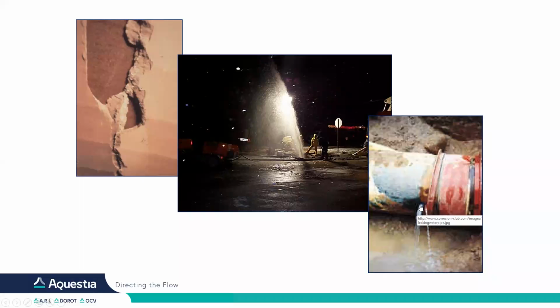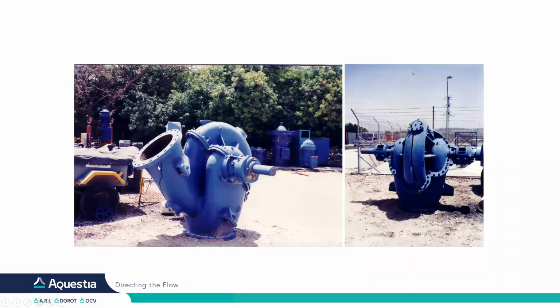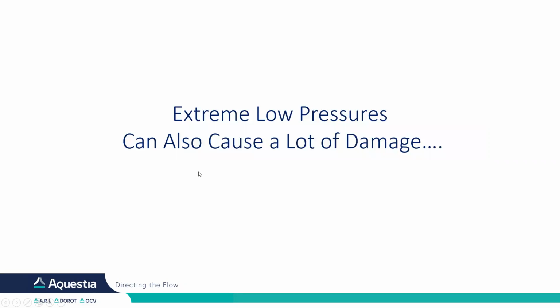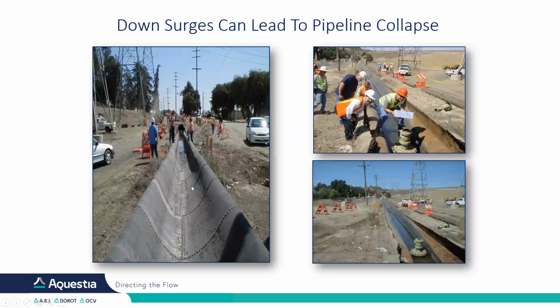So the way to deal with this is to prevent this cracking, prevent those pressure transients in the system, the downsurge, the upsurge. You can see the crack here. That's the damage that was created in the pump. Extreme low pressures can also cause a lot of damage. That's the collapse, the downsurge that leads to the collapse of the pipeline.